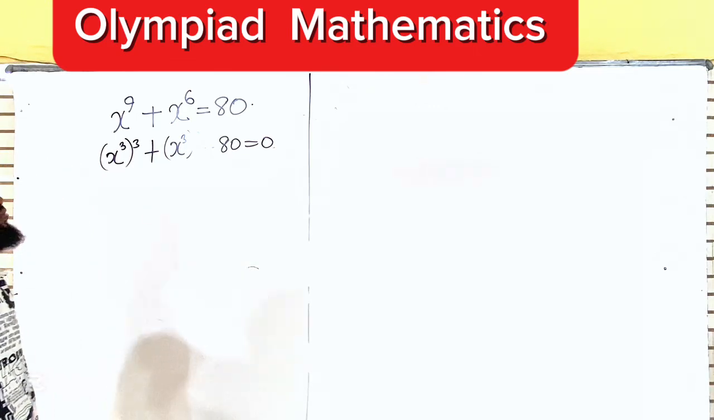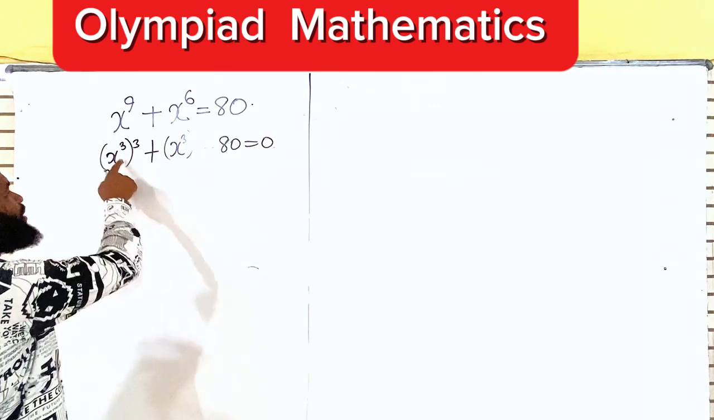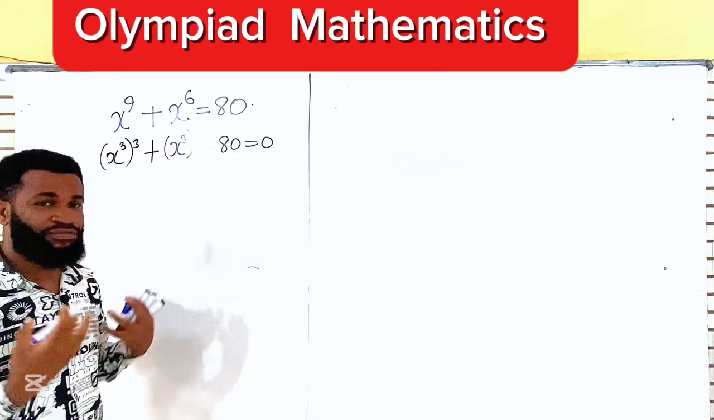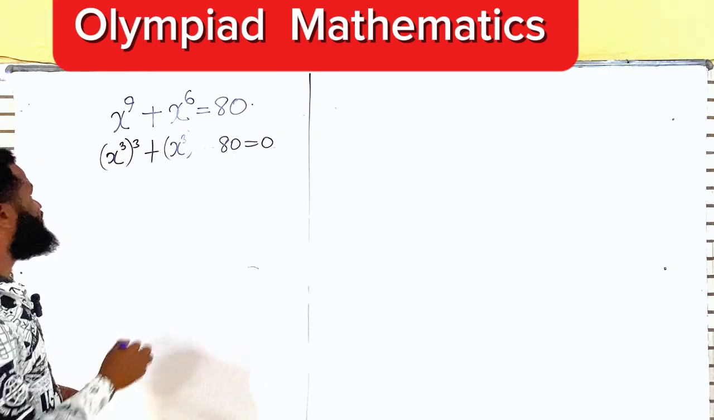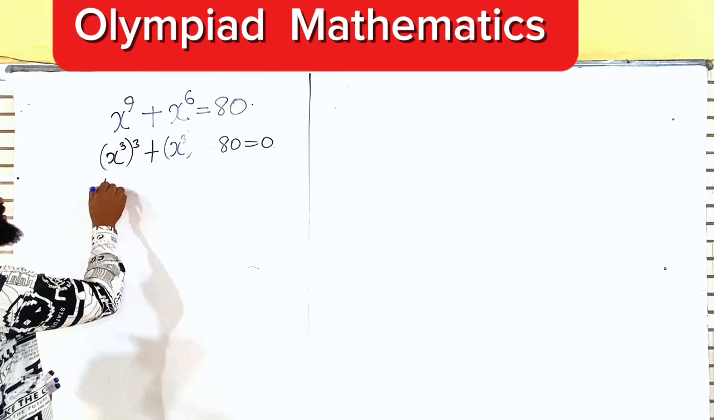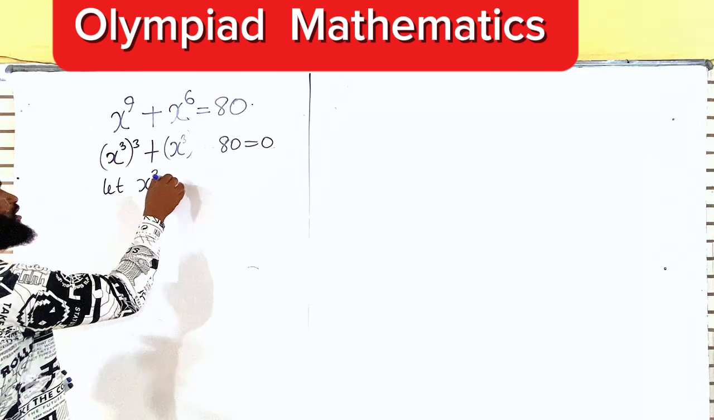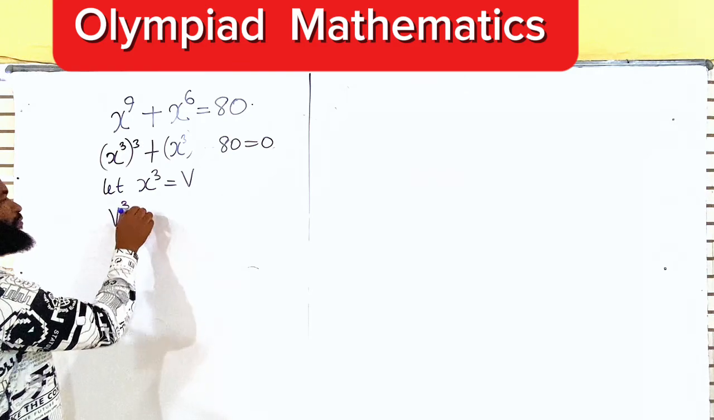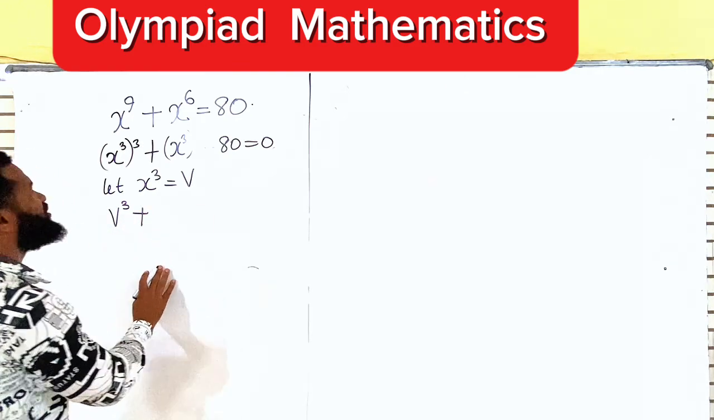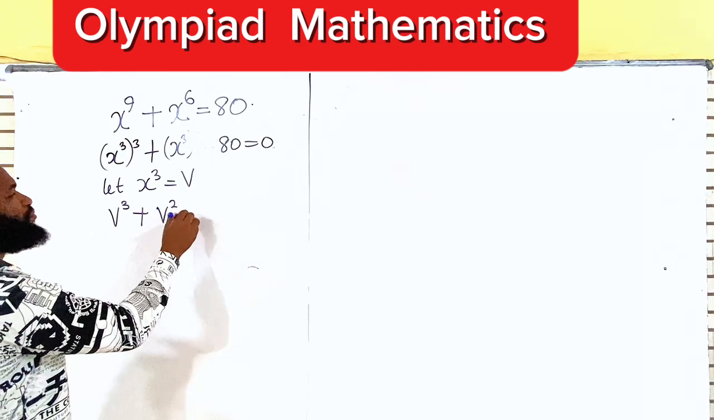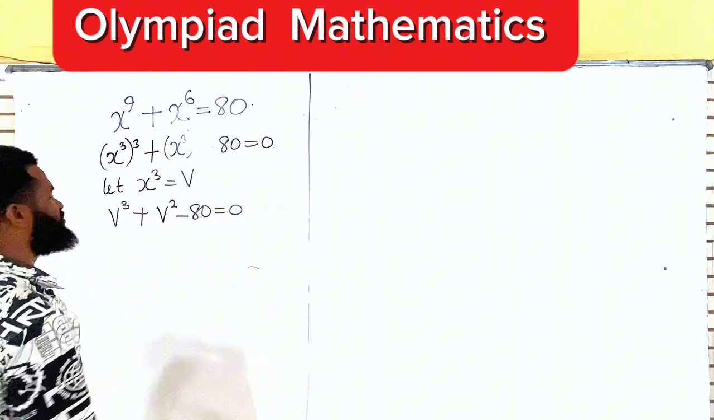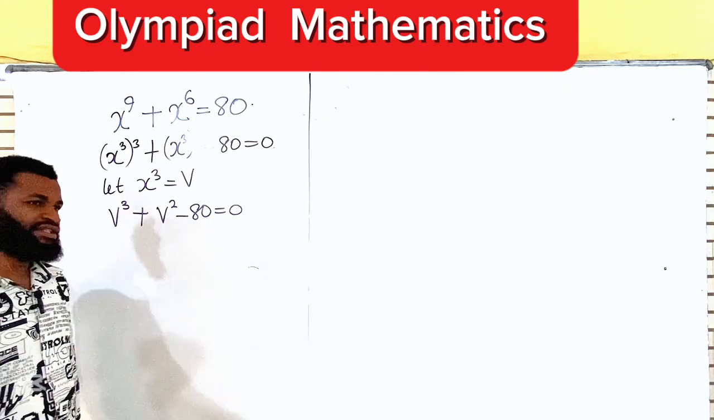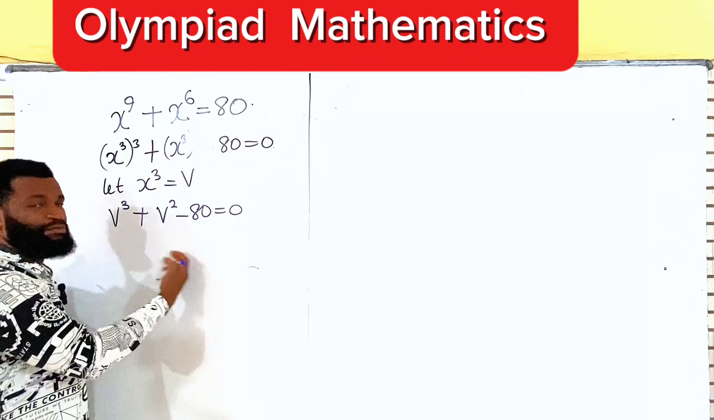First step has gone. If you check very well here now, I'm having the same thing. Uniformity and relationship is what mathematics loves so much, and you must create it. Now, if I say let x raised to power 3 give me v, I will now have v raised to power 3 plus v raised to power 2 minus 80 equal to 0. I will now have a polynomial equation. And also, I may solve it like a polynomial function.